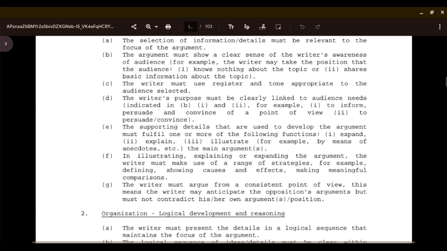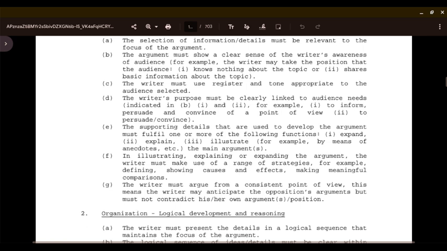E, supporting details that are used to develop the argument must fulfill one or more of the following functions: expand, explain, or illustrate by use of anecdotes the main argument. So you must always be explaining your points, right? You don't just state your point, say economic factors, and leave it at that. You have to explain why economic factors are relevant to your opinion.